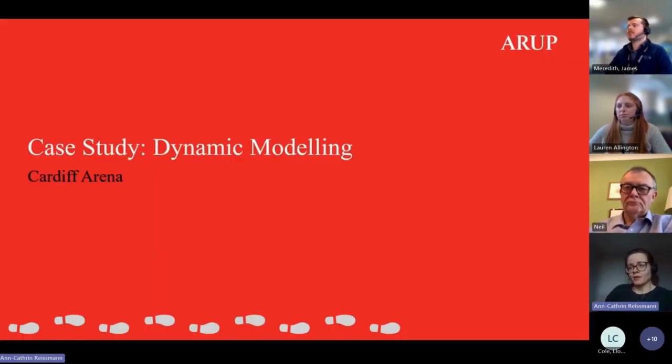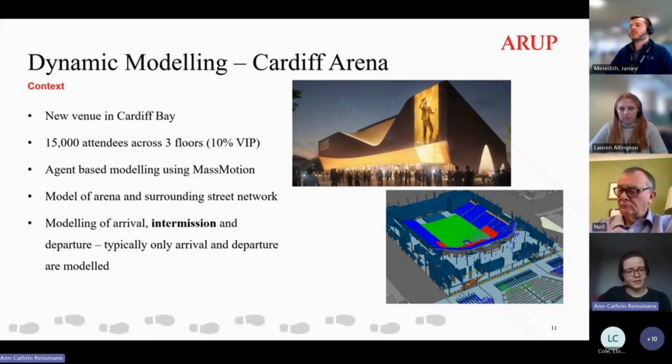What dynamic modeling can look like, it can be seen with Cardiff Arena. So for that, we did actually do a full MassMotion model. So Cardiff Arena is a new proposed venue in Cardiff Bay with approximately 15,000 attendees. And we modeled both the arena and the surrounding street network in MassMotion and looked at the arrival, the intermission, and the departure periods. I'll be talking about the intermission just because that's A, the most interesting, and B, is the rare of the two, or the rare of the three, I mean. So typically you only model arrival and departure.